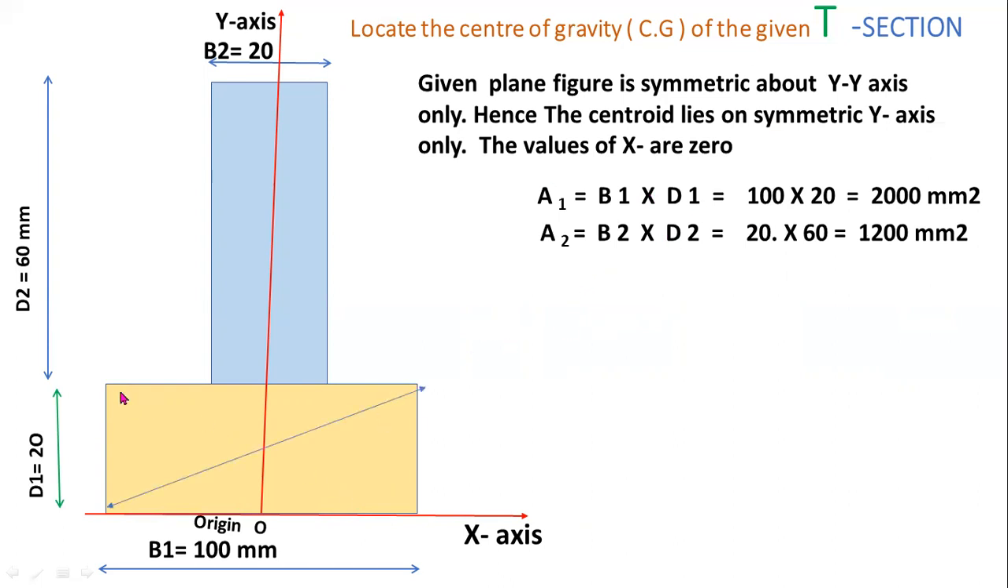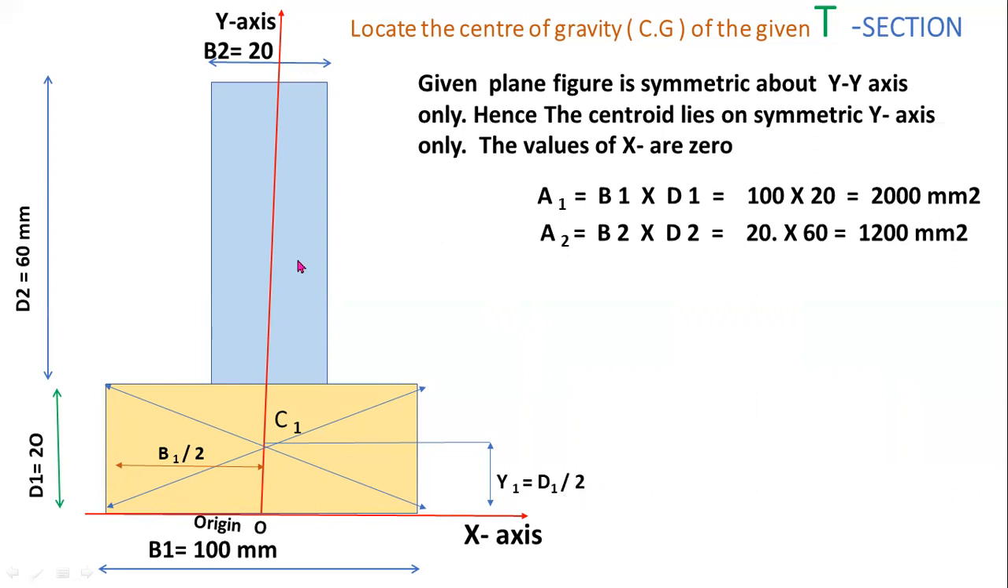Now I am drawing the diagonal lines for locating the centroid of the bottom rectangle. This intersecting point is the centroid of the bottom rectangle, C1. Now x1 equal to 0 and y1 equal to half of the depth. y1 is the distance of centroid C1 from the x-axis. y1 equal to d1 by 2, d1 equal to 20, 20 by 2 equal to 10 mm. So y1 equal to 10 mm.